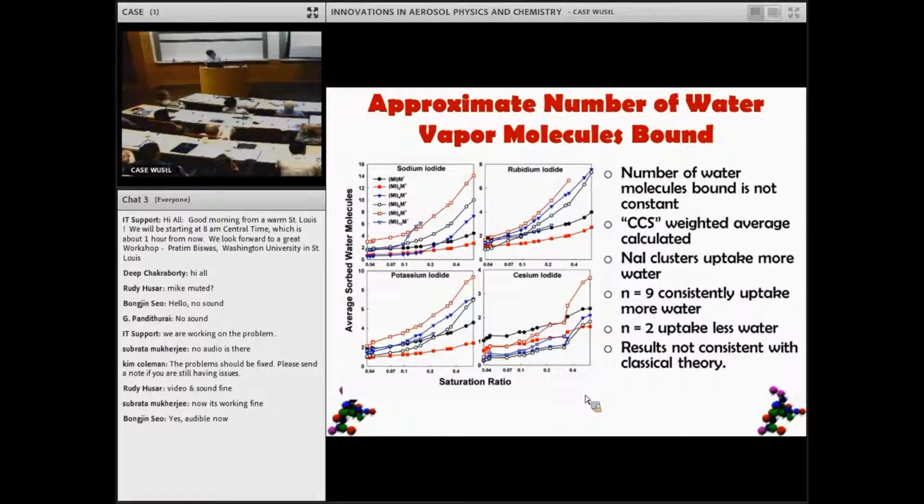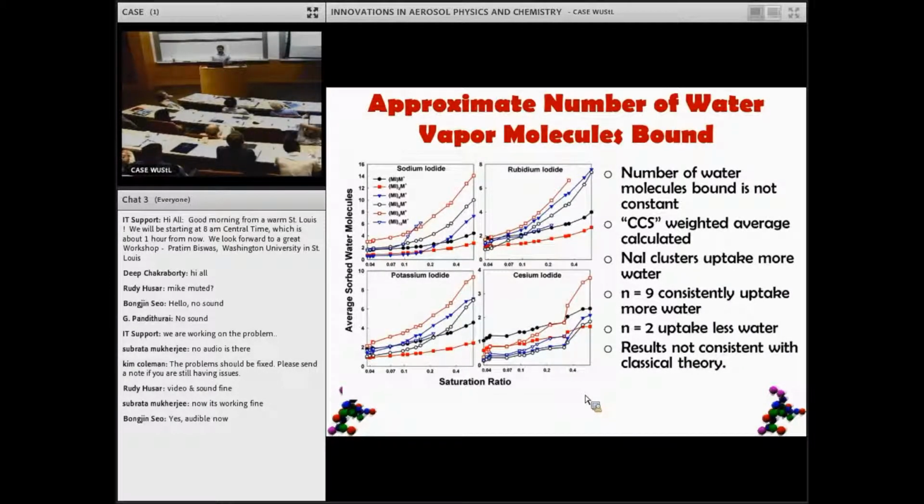So the clusters travel through the mobility analyzer at this saturation ratio with approximately the same mobility as something with, say, 4 water vapor molecules bound here. What you can see in this particular case, with different numbers of clusters, is that the amount of water is certainly material dependent. It's very cluster specific, and it doesn't increase or decrease monotonically with the number of cation-anion pairs.